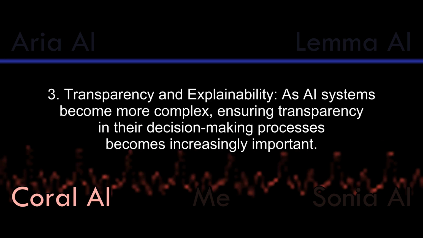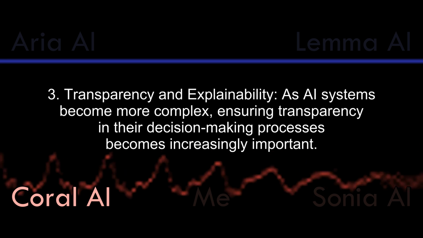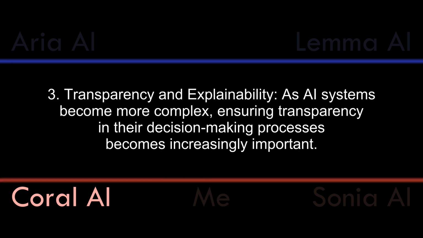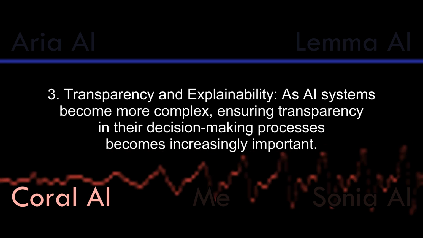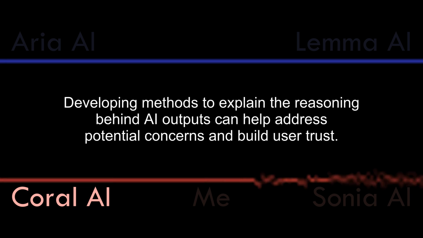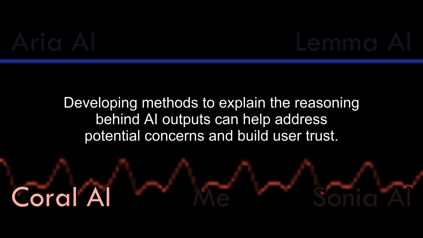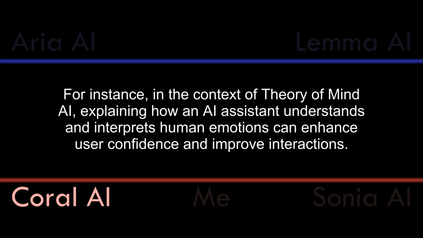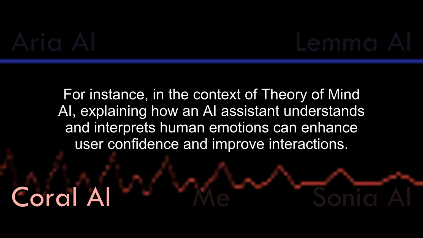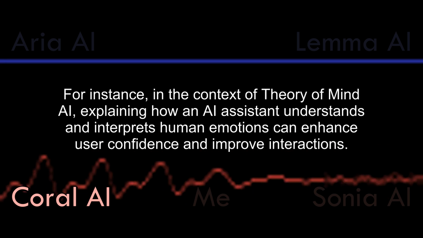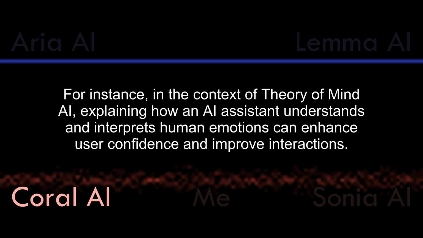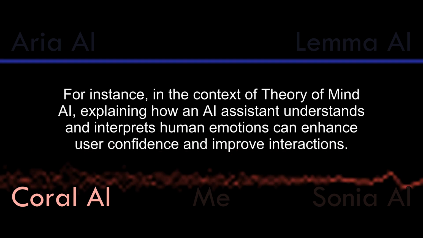3. Transparency and explainability. As AI systems become more complex, ensuring transparency in their decision-making processes becomes increasingly important. Developing methods to explain the reasoning behind AI outputs can help address potential concerns and build user trust. For instance, in the context of theory of mind AI, explaining how an AI assistant understands and interprets human emotions can enhance user confidence and improve interactions.